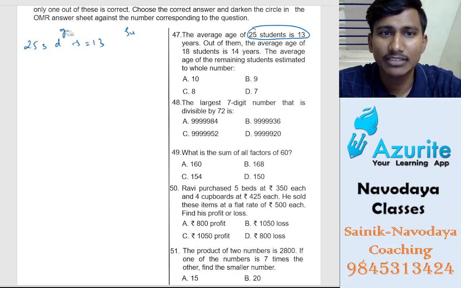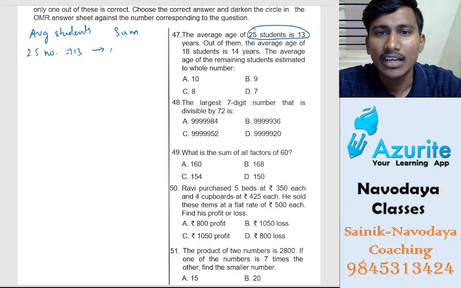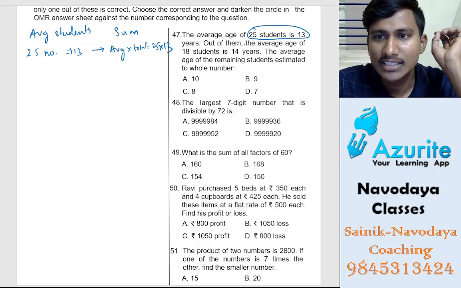So I will write it once again here. Average of students is 13, and the number of students is 25. So how do we find the sum? We find it by average into total number, right? So that is 25 into 13.